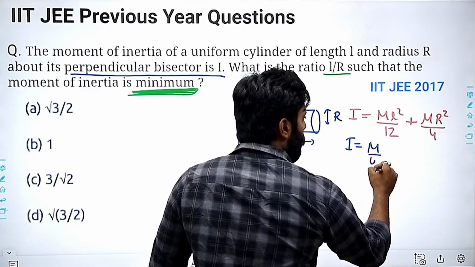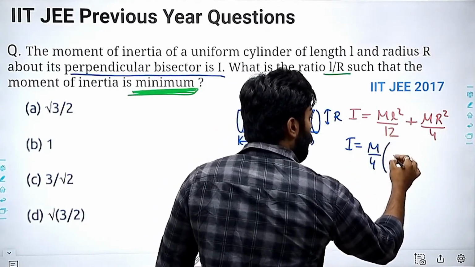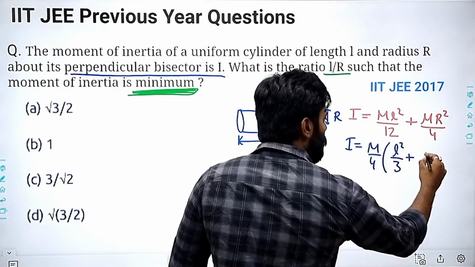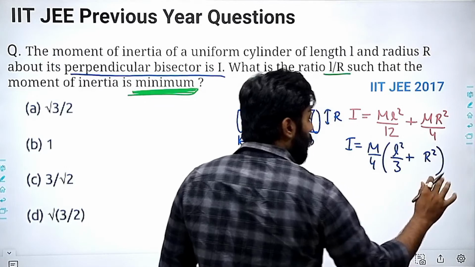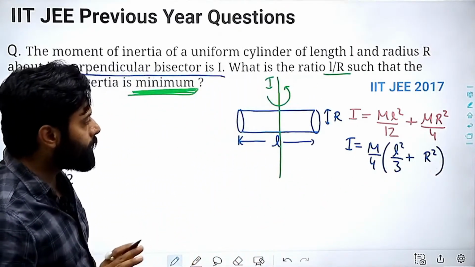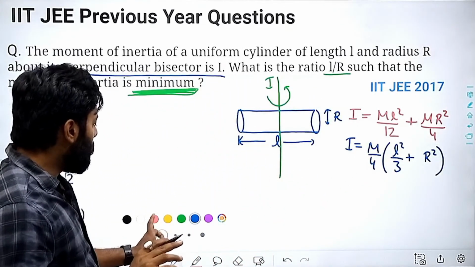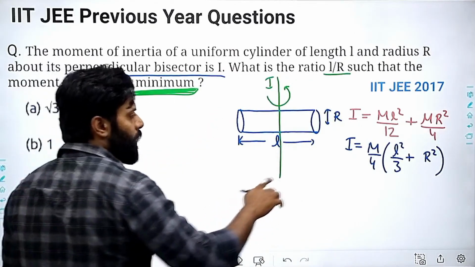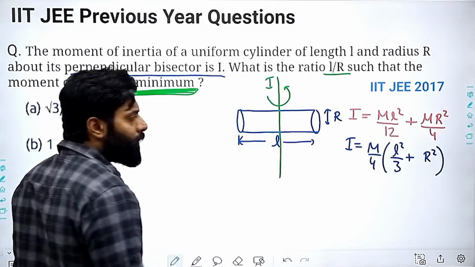Let me take m by 4 common. Then it will become L square by 3 plus R square. I hope that you are getting this. Now I can replace this length, I can replace this radius with the length.